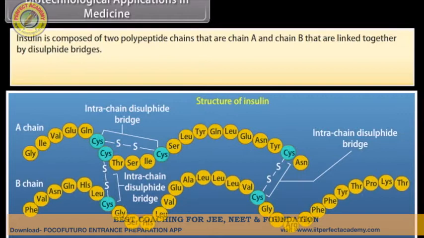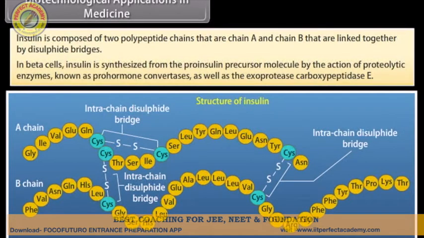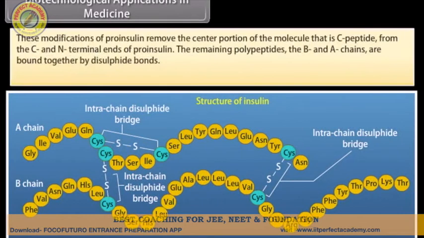In beta cells, insulin is synthesized from the proinsulin precursor molecule by the action of proteolytic enzymes known as prohormone convertases as well as exoprotease carboxypeptidase E. These modifications of proinsulin remove the center portion of the molecule, that is C-peptide, from the C and N-terminal ends of proinsulin. The remaining polypeptides, the B and A chains, are bound together by disulfide bonds. The C-peptide is not present in the mature insulin.